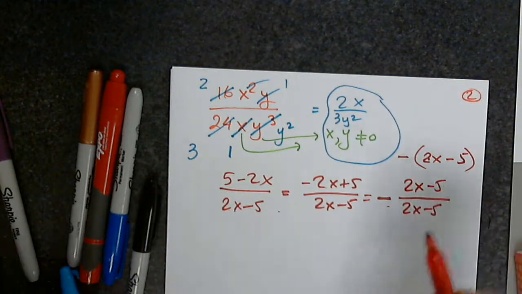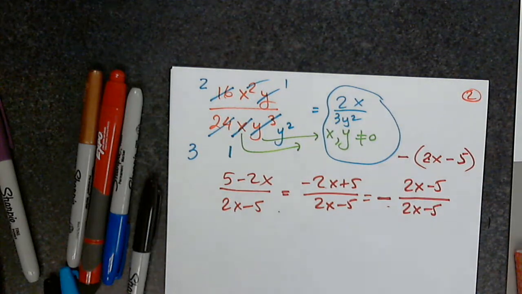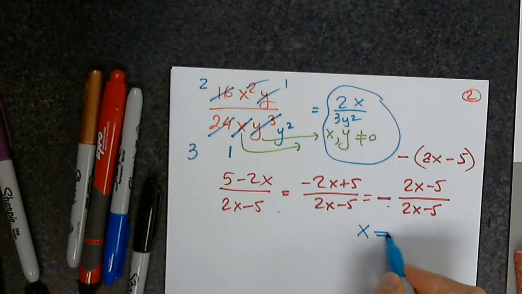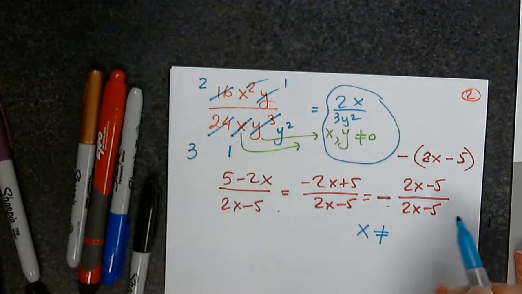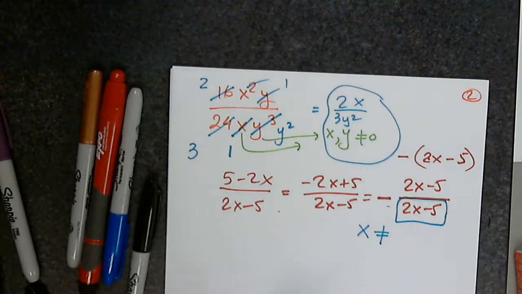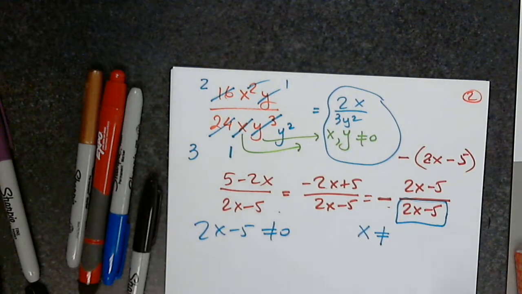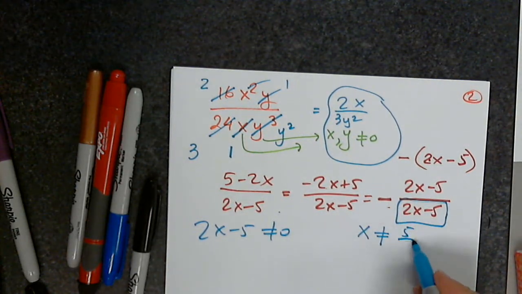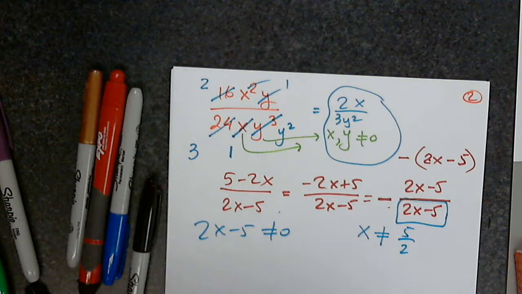So 2x minus 5. I know you may be tempted to simplify. You cannot simplify before you state how many restrictions. I don't have x in the denominator. I have 2x minus 5 in the denominator. So 2x minus 5 cannot be 0. I move 5 and divide by 2. So the restriction is 5 halves.